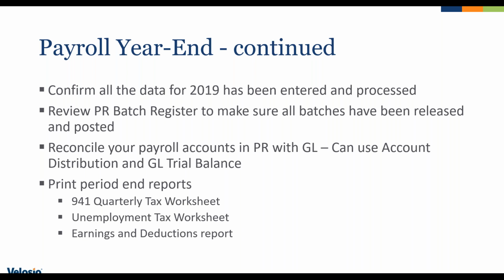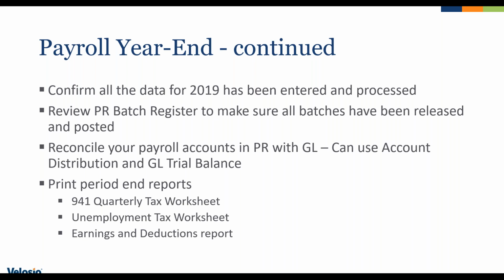We'll go ahead and visit these items in a little bit more detail then. So first you want to confirm that all the data for 2019 has been entered and processed. You can use the payroll batch register report to make sure that all your batches have been released and posted. And then you also want to reconcile your payroll accounts in the payroll module with the general ledger account balances. I typically recommend the account distribution and GL trial balance reports to assist with that. You want to print any of your period end reports. You might have the 941 quarterly tax worksheet, the unemployment tax worksheet, also your earnings and deductions report are important.